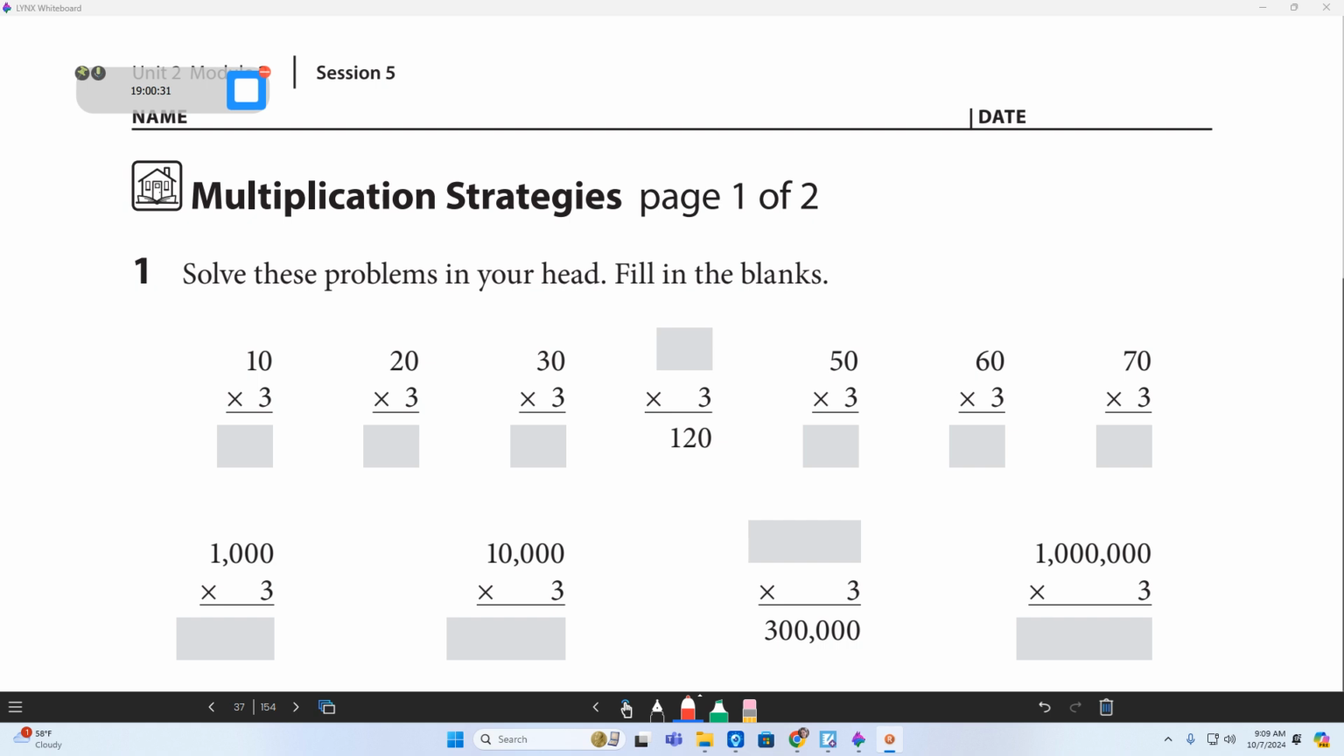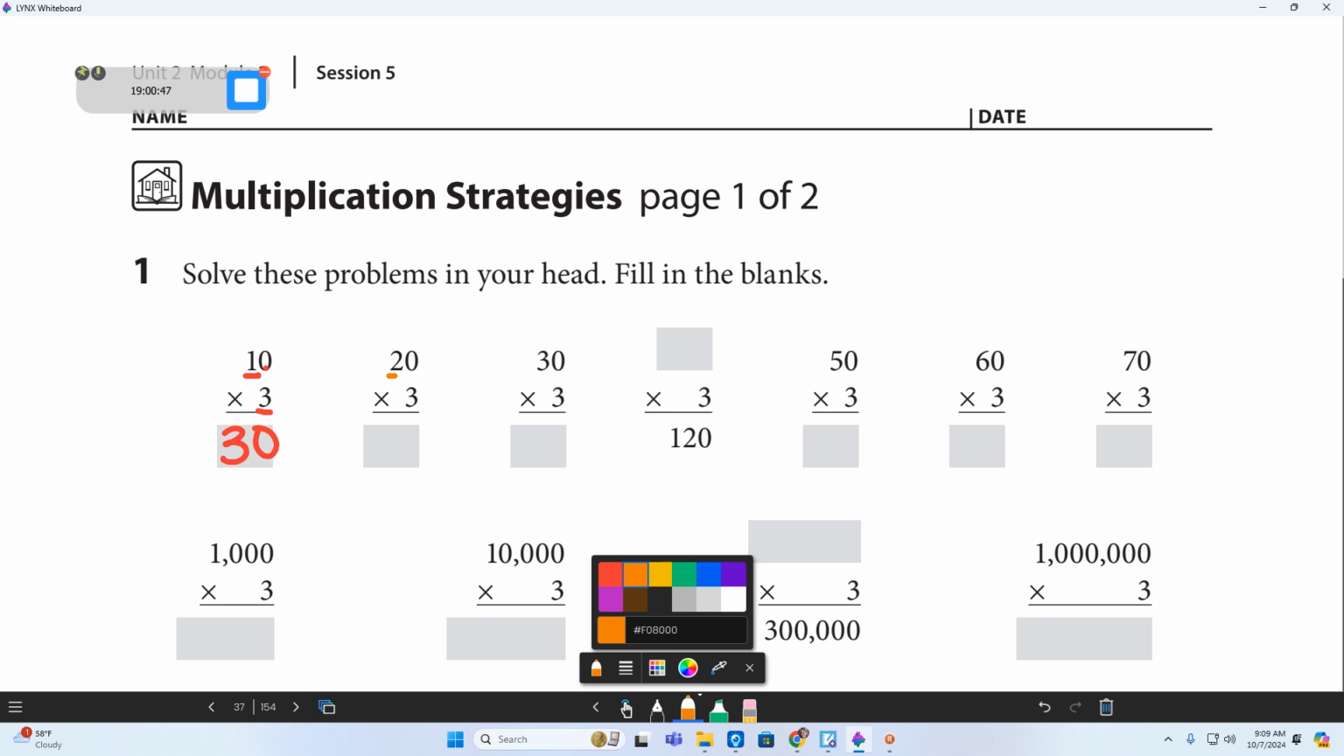All right, number one, solve these problems in your head. I'm going to use these as extended facts. So I'm going to look at the basic fact. 1 times 3 is 3, a 0 in the problem, a 0 in the answer. Next one, 2 times 3 is 6, a 0 in the problem, a 0 in the answer. 3 times 3 is 9, a 0 in the problem, a 0 in the answer.